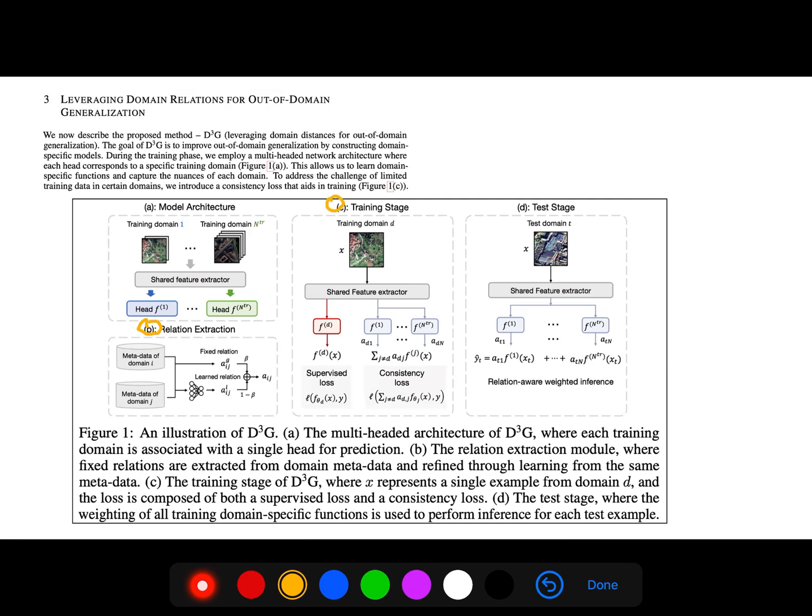And in C, you see the training stage, where x represents a single example from domain d, and the loss is composed of both a supervised loss and a consistency loss. And indeed, we have a test stage finally, where the weighting of all trained domain-specific functions is used to perform inference.